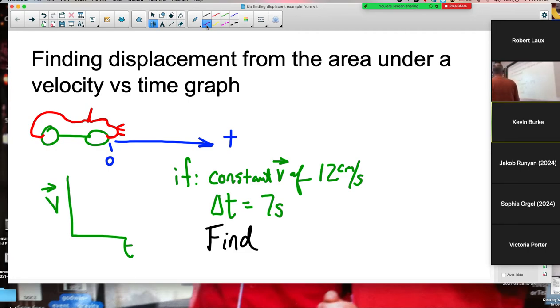In this scenario, we're going to assume that we have a blinky car from the beginning of the year. And we're going to say that the blinky car was moving at a constant velocity of 12 centimeters per second for 7 seconds. So first we're going to draw a picture of the situation. So I drew my picture of my blinky car.